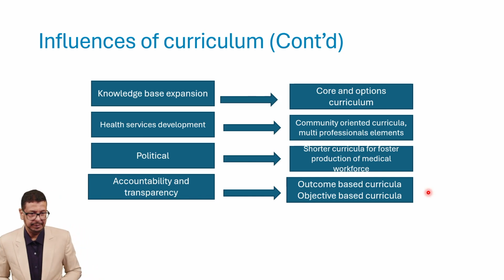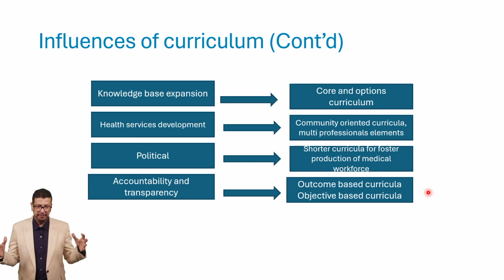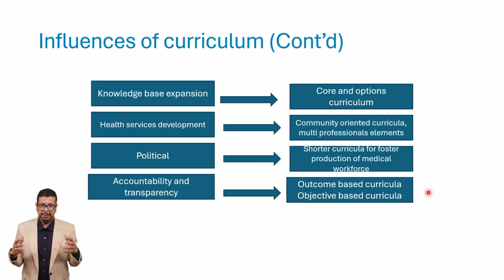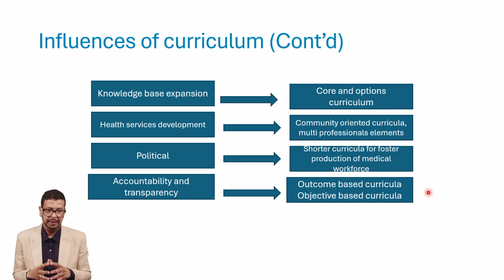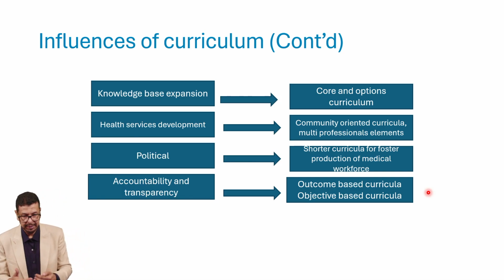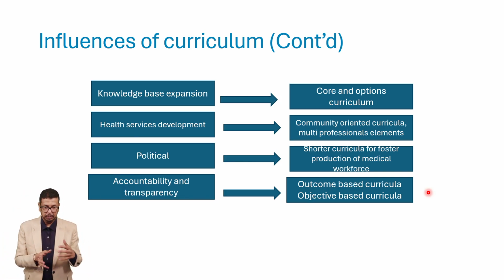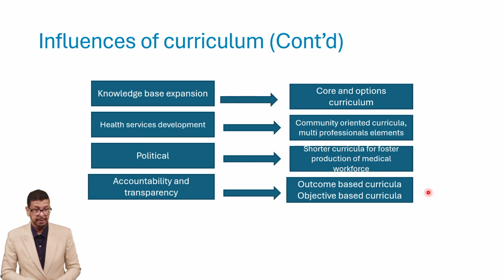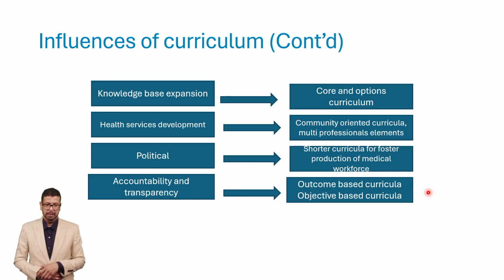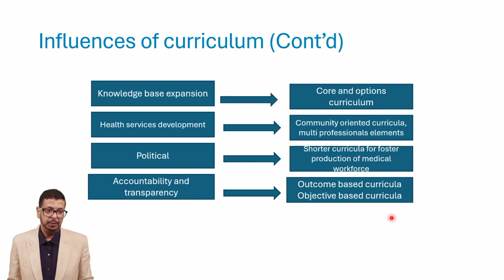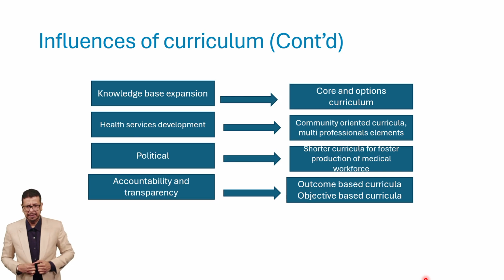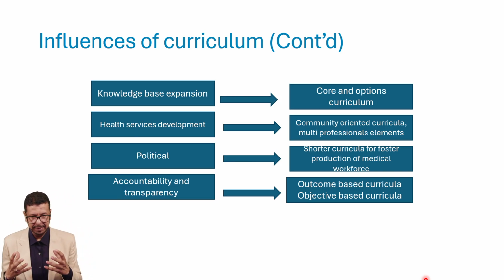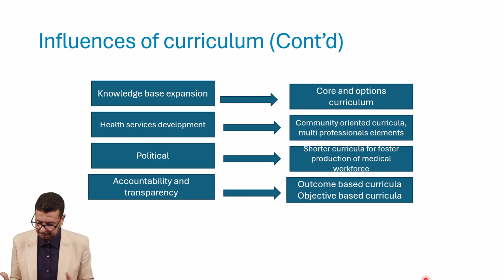There are also important political factors. Like in COVID-19, some countries decided to reduce the number of years for studying some healthcare professions to have a rapid cohort of graduates, to speed up the graduates to support the needs of the health system, so that you'll have a shorter curriculum and foster the production of healthcare. Accountability and transparency: so we'll find outcome-based curriculum and objective-based curriculum. All these issues together shape the current practice in health professional education.